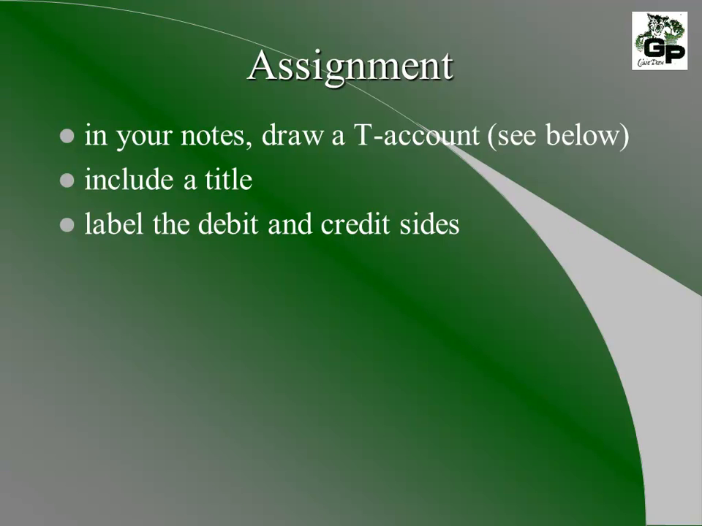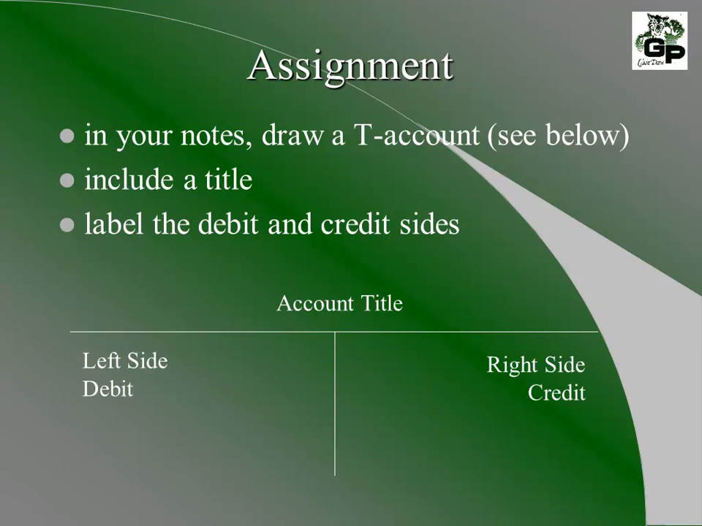In your notes, I would like you to draw a T account, like the one I'm about to show you. Include a title, and then label the debit and credit sides. So here we go. Include a title, put account title. On the left side, we put debit. On the right side, we put credit. Please do this now. Pause, and then when you're ready to go, resume.